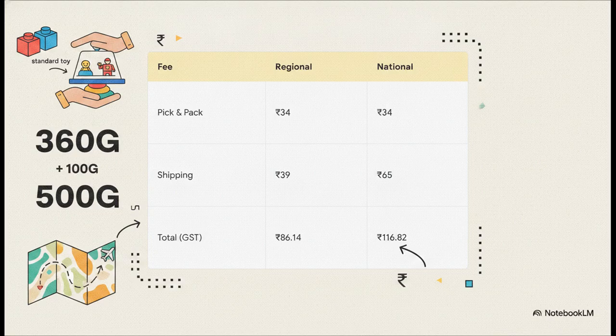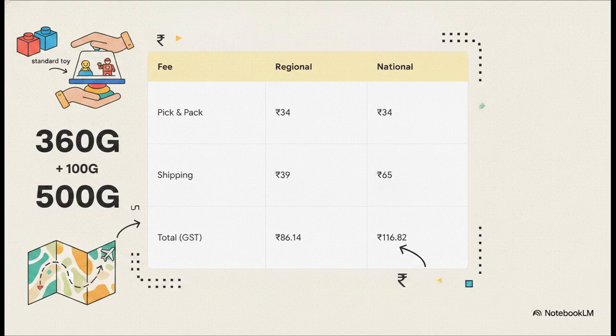Next, the shipping weight. Two toys at 180 grams each gives us 360 grams. Then Amazon tacks on the packaging weight. Let's call it 100 grams. That brings our total actual weight to 460 grams. Now, here is the absolutely vital key. Amazon rounds this up to the nearest 500-gram slab. So, your final shipping weight for the fee calculation isn't 460, it's exactly 500 grams.